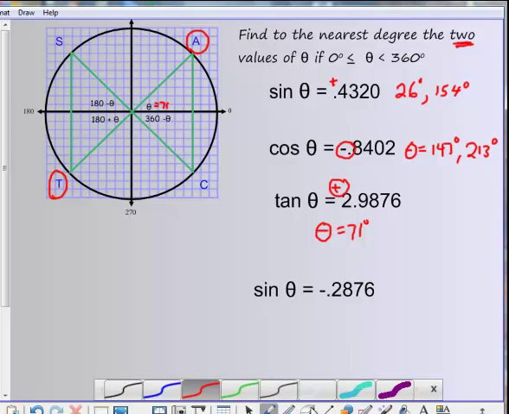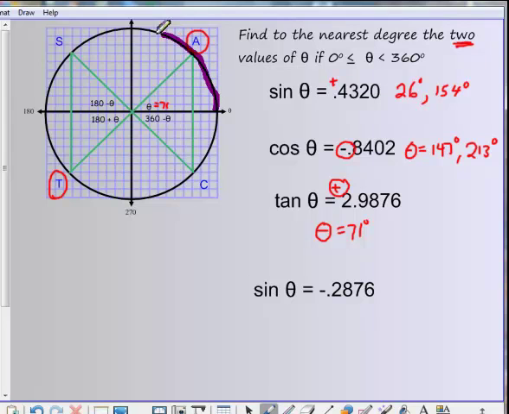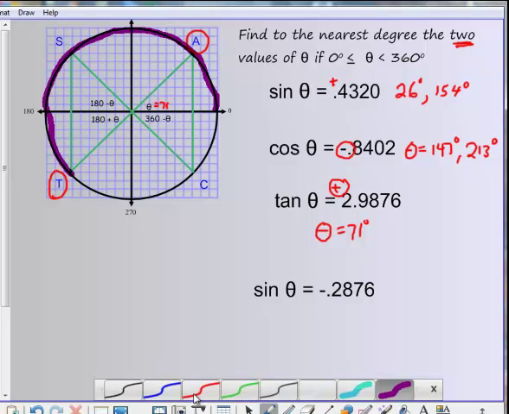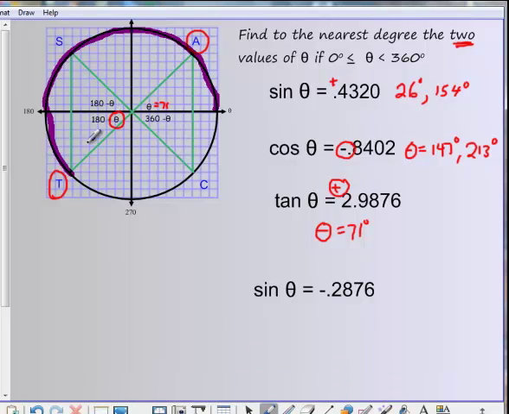Great. Next thing I got to figure out, how far is it from here all the way to there. Well, I know that theta is 71, so 180 plus 71. See, I went 180 degrees, and then I went 71 more degrees. So 180 plus 71, 251.